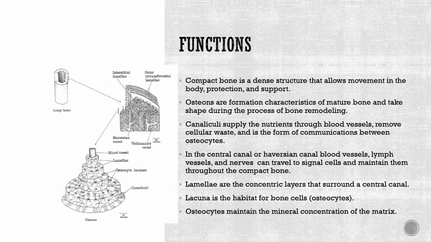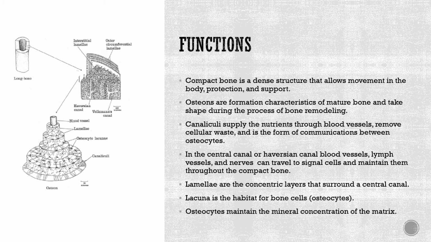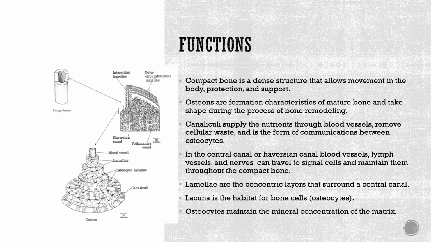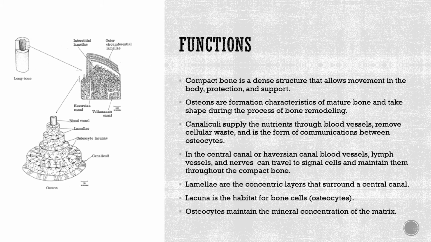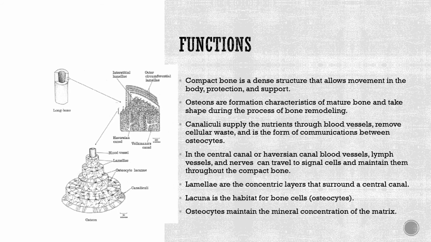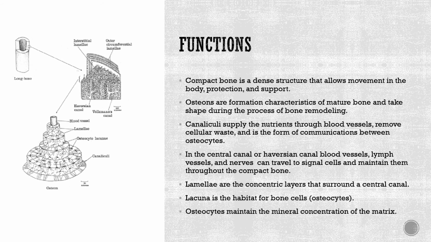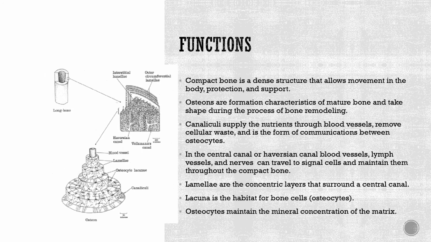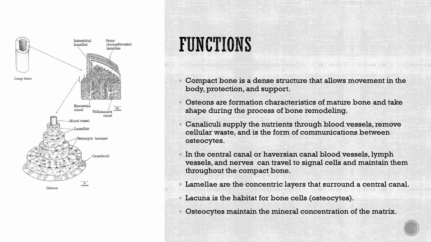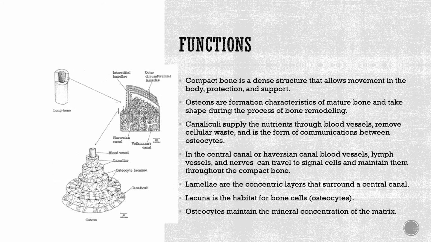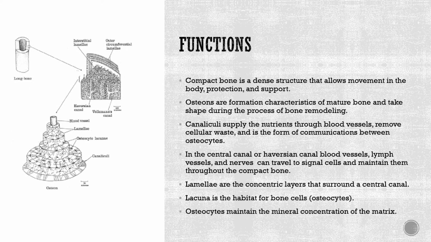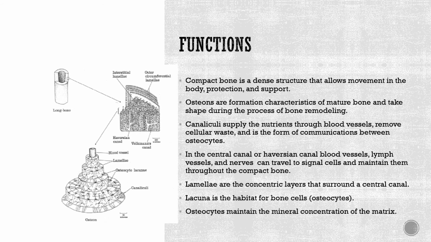The function of the compact bone is to protect, support, and allow movement of the body. Osteons form the characteristics of mature bones and take their shape during bone remodeling. The function of canaliculi is to provide communication between osteocytes. The central canal's function is to maintain and signal cells throughout the compact bone.